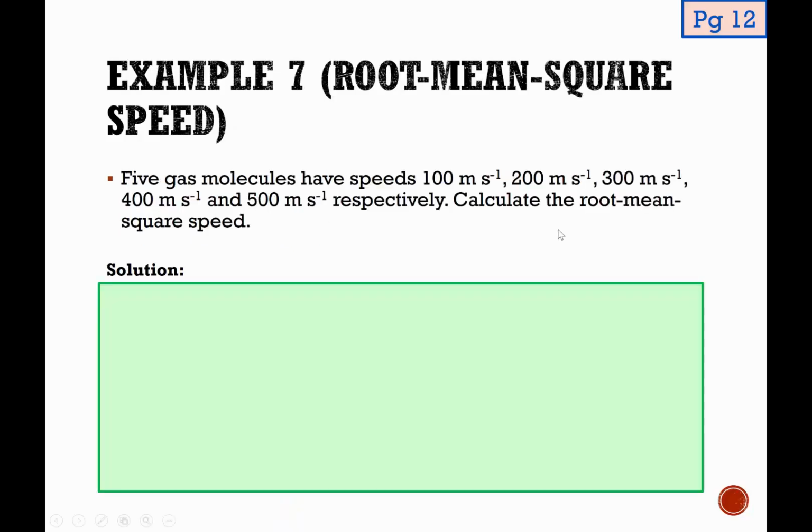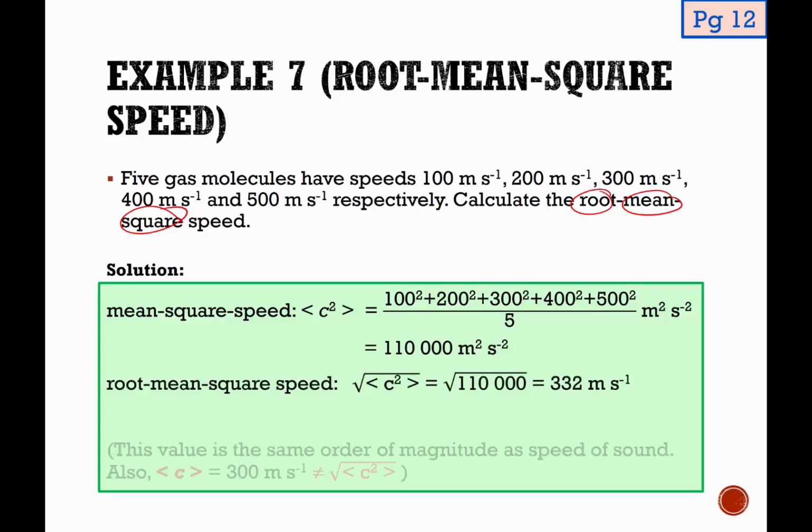And then for example 7, which is a very similar question, except that I have 5 molecules with speeds from 100 to 500 meters per second, and we need to find the root mean square speed instead. So to find the root mean square speed, basically you square root the mean of the square, i.e. you square first, and then you find the average, and then finally you square root. Okay, so therefore the solution is as follows. Please also take note that the average speed is 300, which is not the same as your mean square speed.